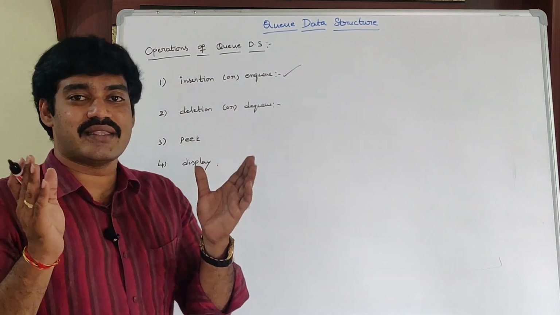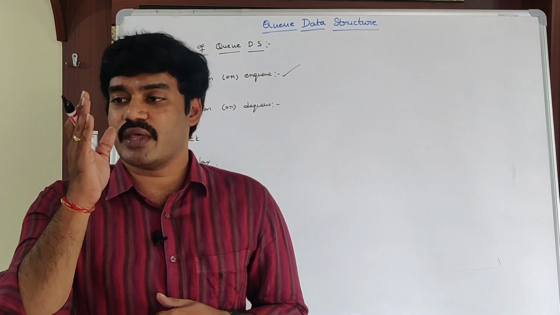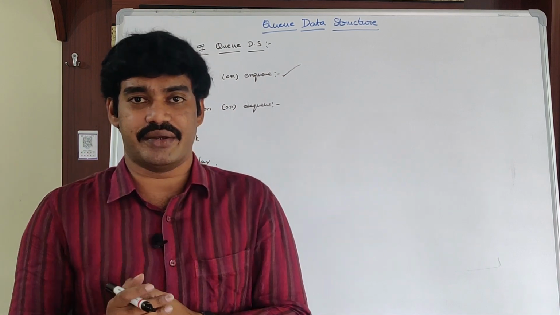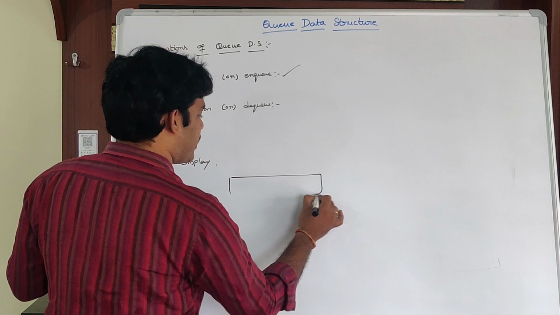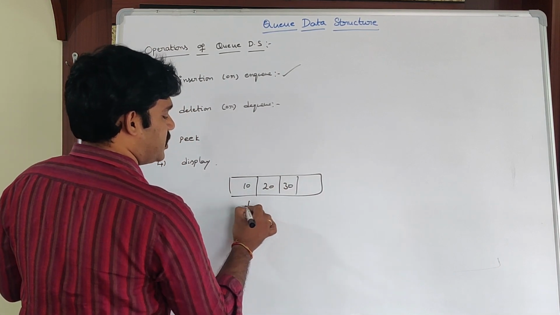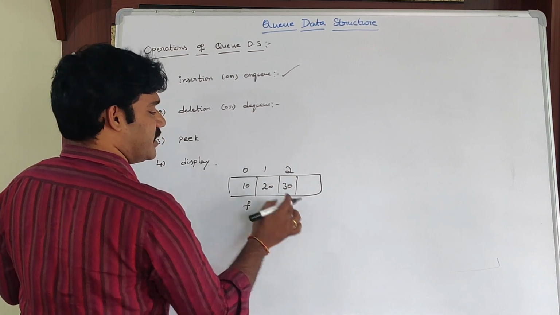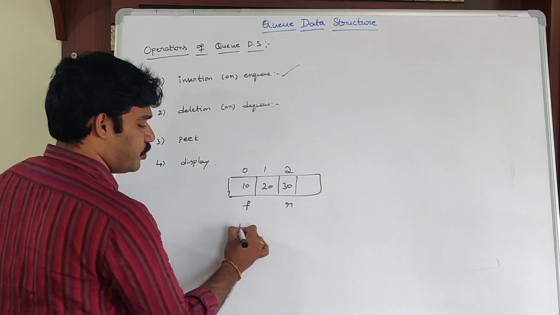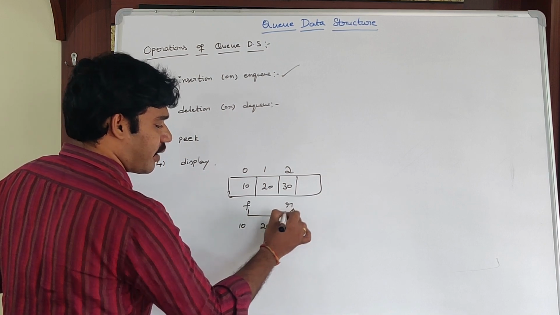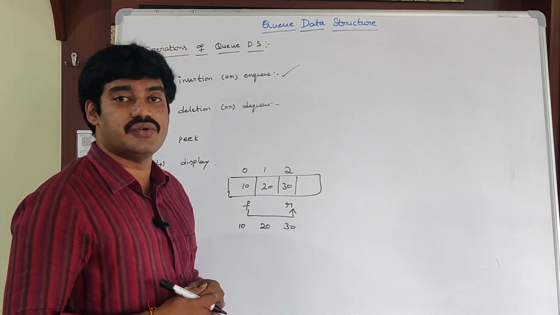Display means displaying the elements of a queue data structure. What are the queue elements? The elements that are from the front pointer to the rear pointer are the queue elements, not from rear to front. Assume that this is your queue data structure: 10, 20, 30. Initially the front pointer points to 10, the rear pointer points to the last inserted element, that is 30. Now what are my queue elements? My queue elements are 10, 20, 30, starting from the front to the rear. So these are the 4 operations of queue data structure.